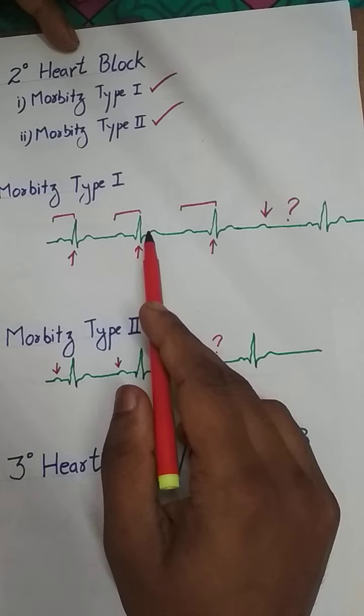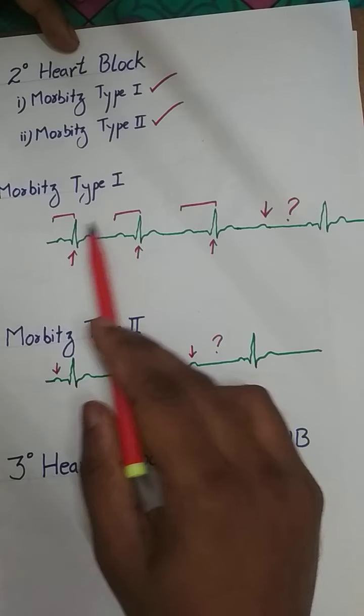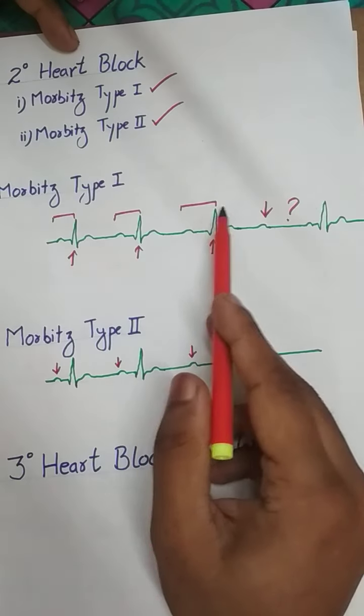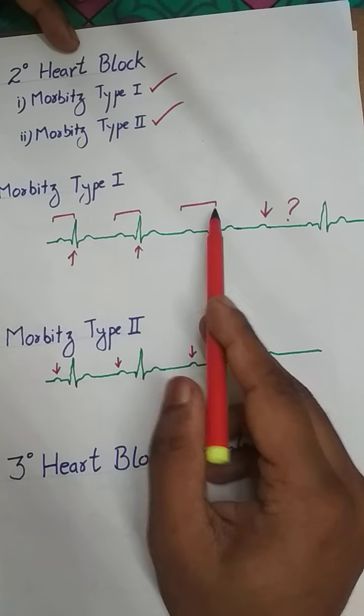So the difference between Mobitz type 1 and type 2 is that in Mobitz type 1, there is a progressive increase in the PR interval.